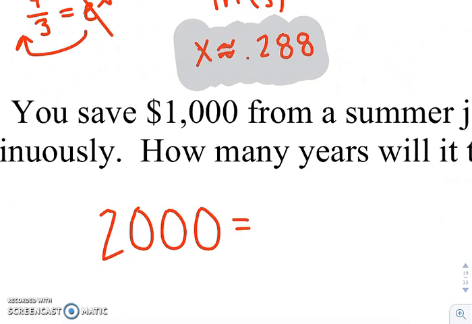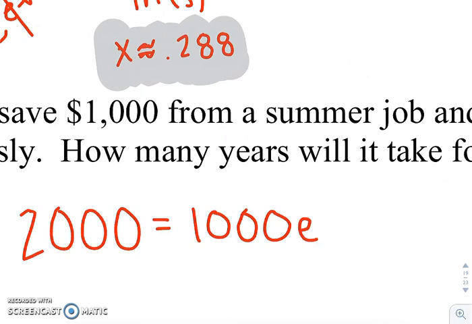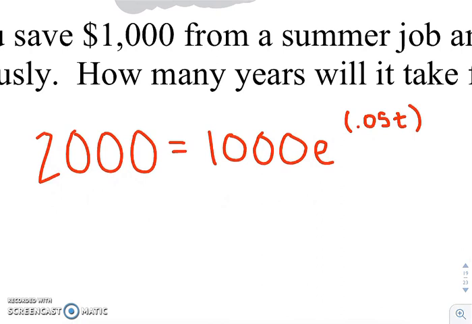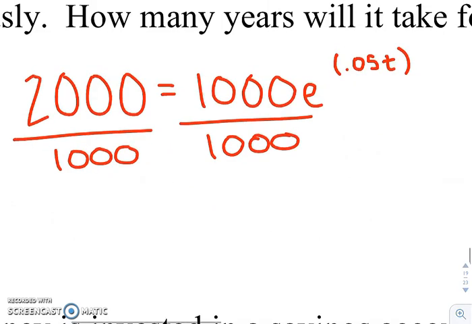We're compounding continuously, so we're using that Pert formula. Our initial value is that $1,000, and we just want it to double. So 2,000 equals 1,000 times e to the power of your rate, which is 0.05, times the time, which is what we're trying to figure out, so 0.05t. We can divide both sides by 1,000 and get 2 equals e to the 0.05t power.